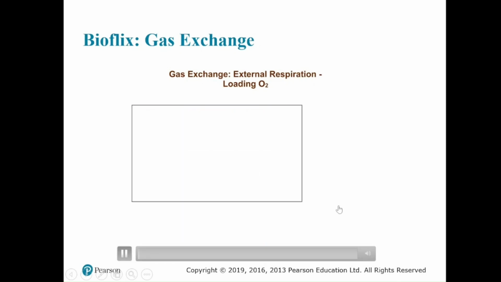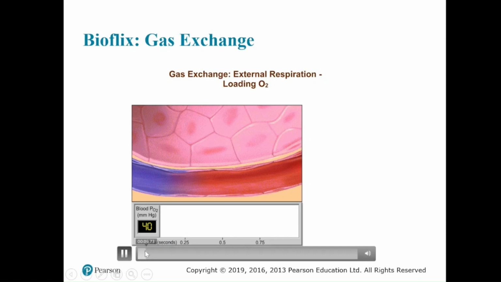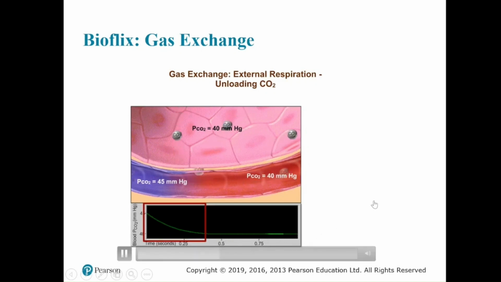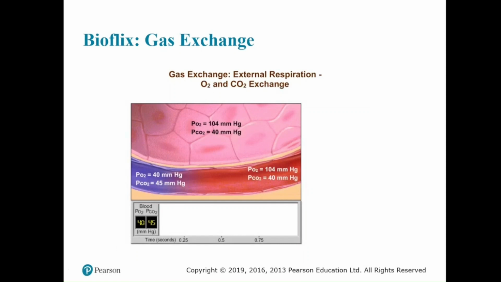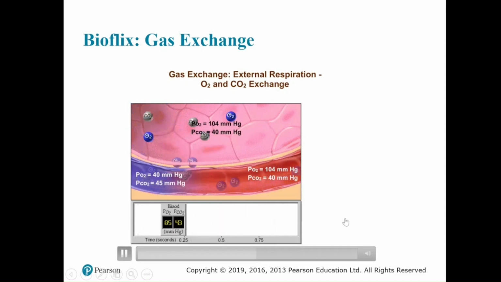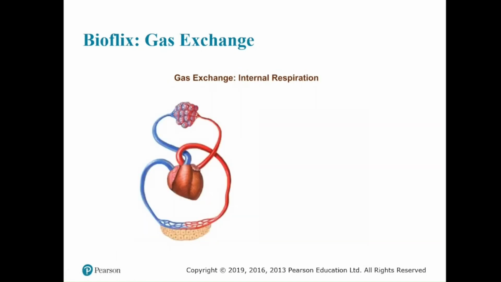Let's first look at the loading of oxygen into the blood. Each alveolus is surrounded by a network of capillaries. Here, for simplicity, we are looking at a portion of one alveolus and one capillary. The blood entering the pulmonary capillaries is 45 millimeters of mercury. Loading oxygen and unloading carbon dioxide actually occur simultaneously. As you inhale, you replenish oxygen, provide adequate oxygen to the body. Now let's turn our attention to internal respiration.